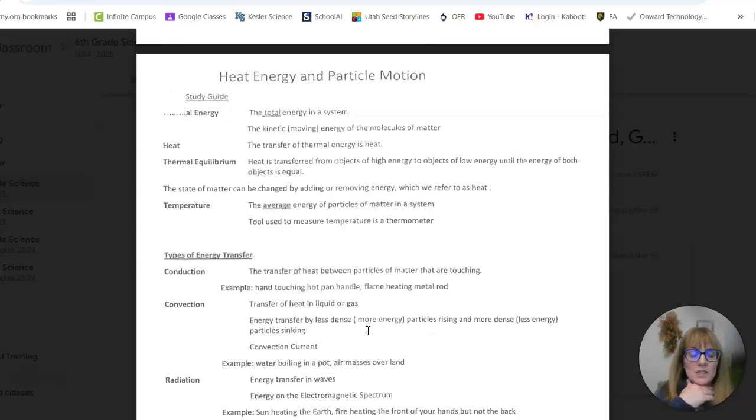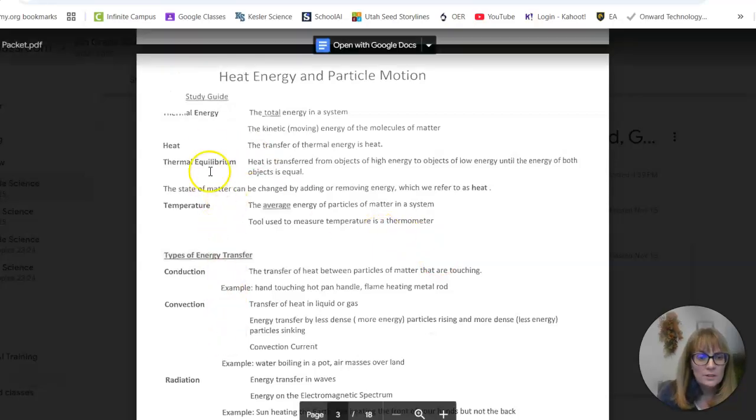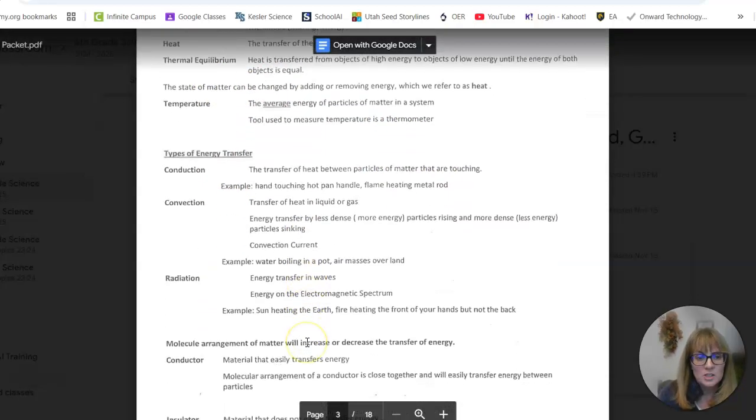So, for instance, on your screen, you should see heat and energy and particle motion. Okay, so we have the list of terms, and then we have these definitions.